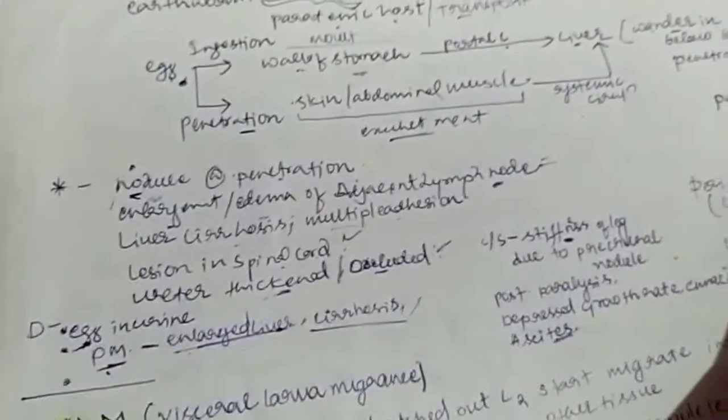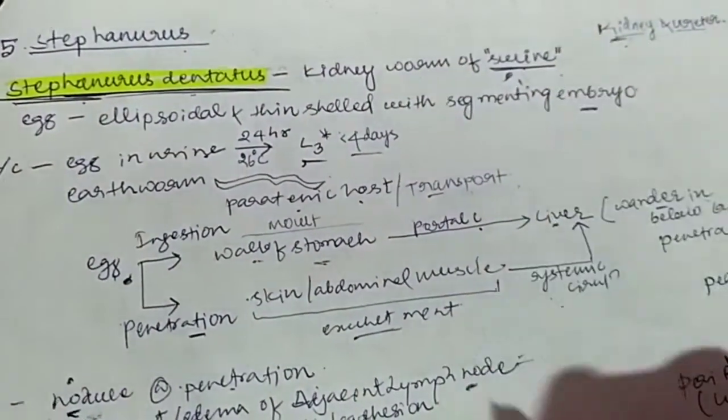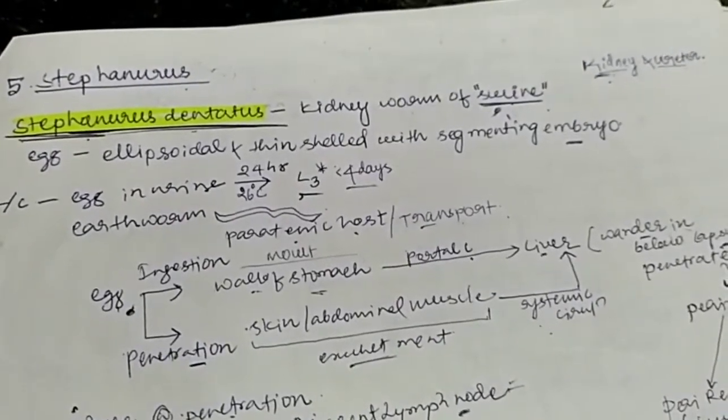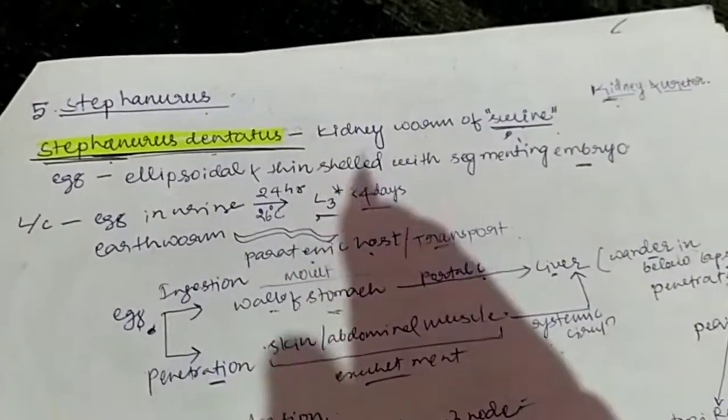This is about the genus Stephanurus, and Stephanurus dentatus is the kidney worm of swine. In the next video we will discuss genus Dioctophyma. Dioctophyma renale is the kidney worm of dog, which is the largest known nematode.